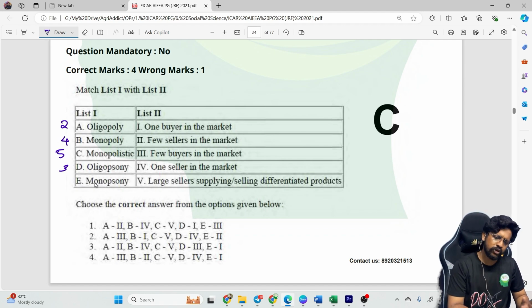And monopsony, there is only one buyer in the market, just like the Indian Army, right? The Hinduja group and Indian Army. The Hinduja group will be making the machineries, and the Indian Army will be the sole purchaser for it. So therefore, monopsony, E can be connected with the first option. So therefore, A, B, C, D, E can be connected with 2, 4, 5, 3, 1. Yes, the third option will be the correct answer.